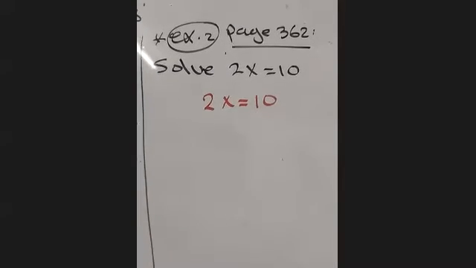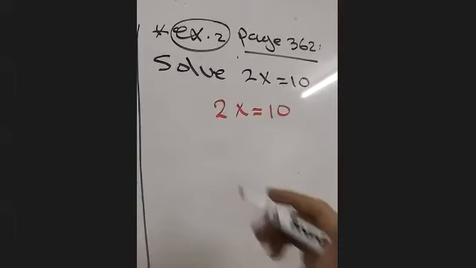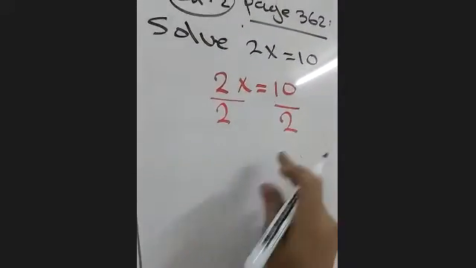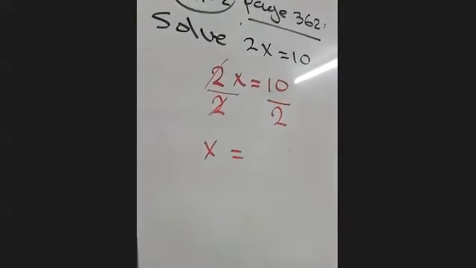Again, we rewrite the equation. Then we will divide by 2 on both sides. This is the correct step. Divided by 2 on both sides, like this. Now we cross the 2's. X equals 10 divided by 2, which equals 5.